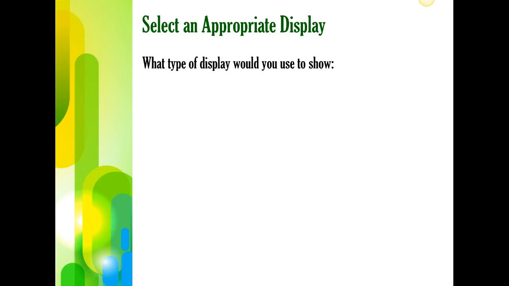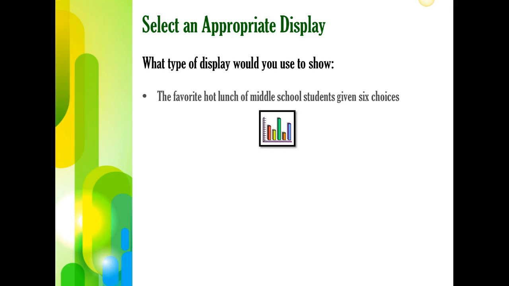Let's next take a look at several different situations and select an appropriate display for each one. What type of display would you use to show the favorite hot lunch of middle school students given 6 choices? Since this data would be reported in specific and unique categories, we would use a bar graph to show the results. What type of display would you use to show the price of a stock each day for 2 weeks?